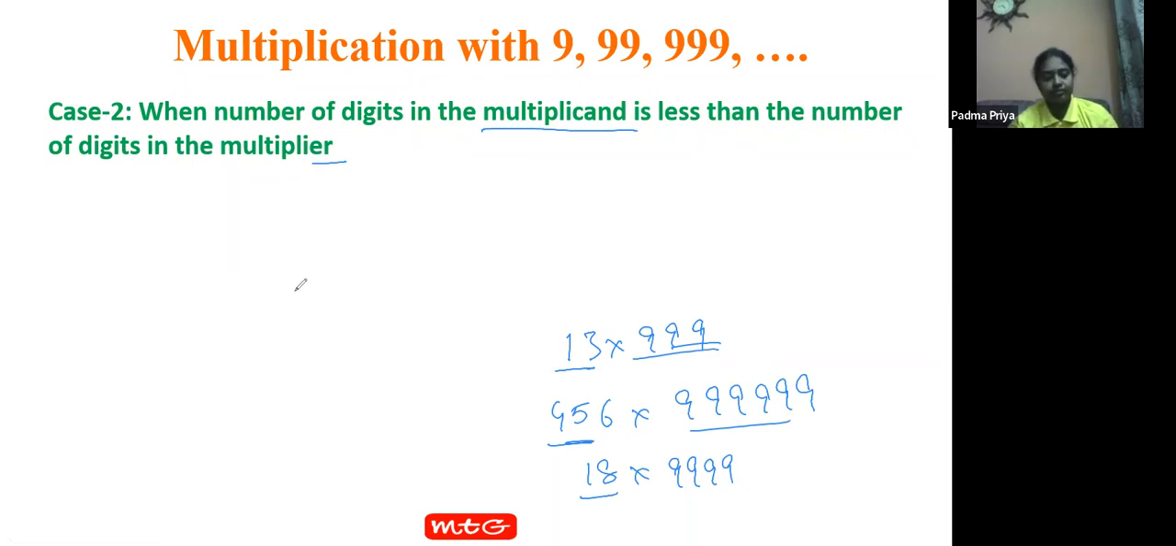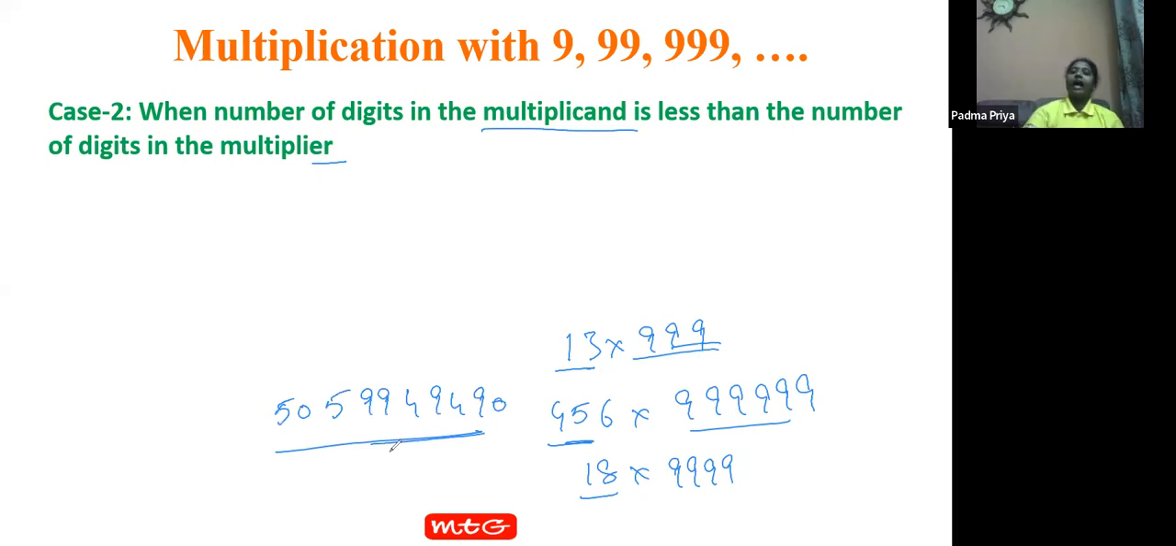Ma'am, the practice question, what is the answer of last? 505. Okay, I will write it. Ma'am, I guess we should add zeros at the end. Yes, very good, very good. Perfectly said. This is the answer for the last question, Agni.